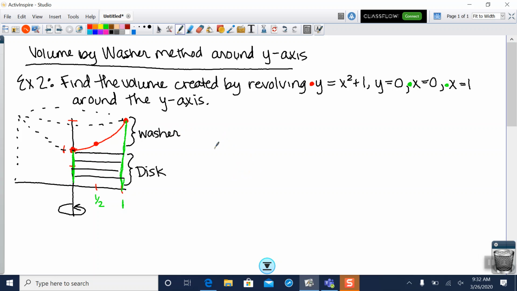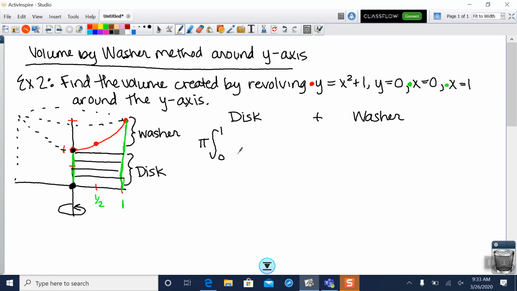Okay, so if we start with the disk part, because I think that's the one that's maybe easier for us to see, and we're going to add these two volumes together, that'll give us the total volume. So for our disk, we're going to have pi, and we have to use y numbers because we are rotating around the y-axis. So let's look at where this goes. Our bottom part is going from y equals 0 to y equals 1.